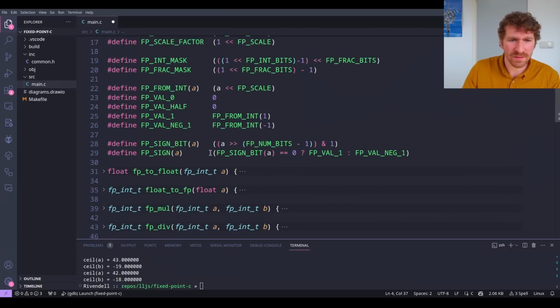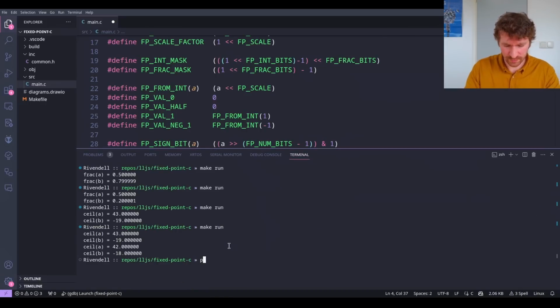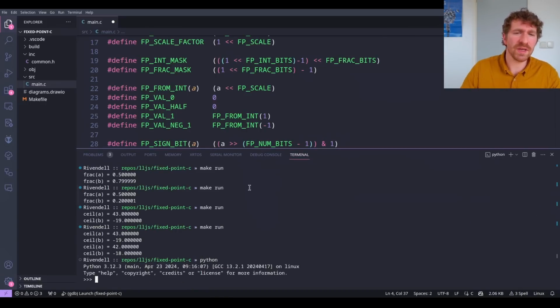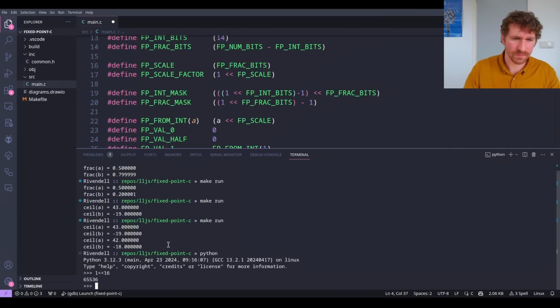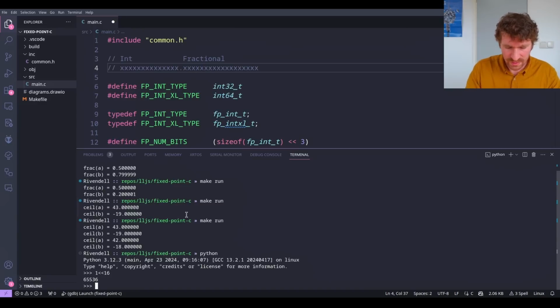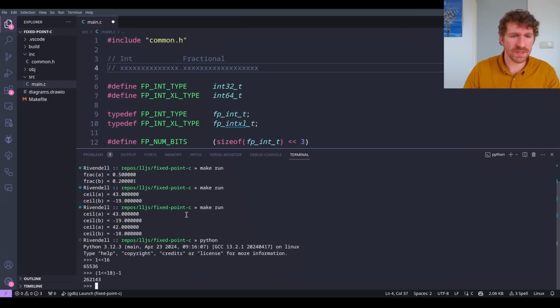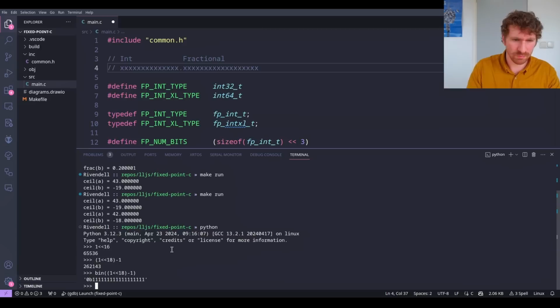Let's implement that. Let me just show you it first, by the way. So if we go into Python, let's choose 16, because if we do 1 shifted up by 16, no, it doesn't actually matter. Let's do it this way. So we have 18 fractional bits, right? And I'm saying that if we do this, this is actually going to represent a half. So let's put this in our binary conversion. Not minus 1. 18 minus 1.